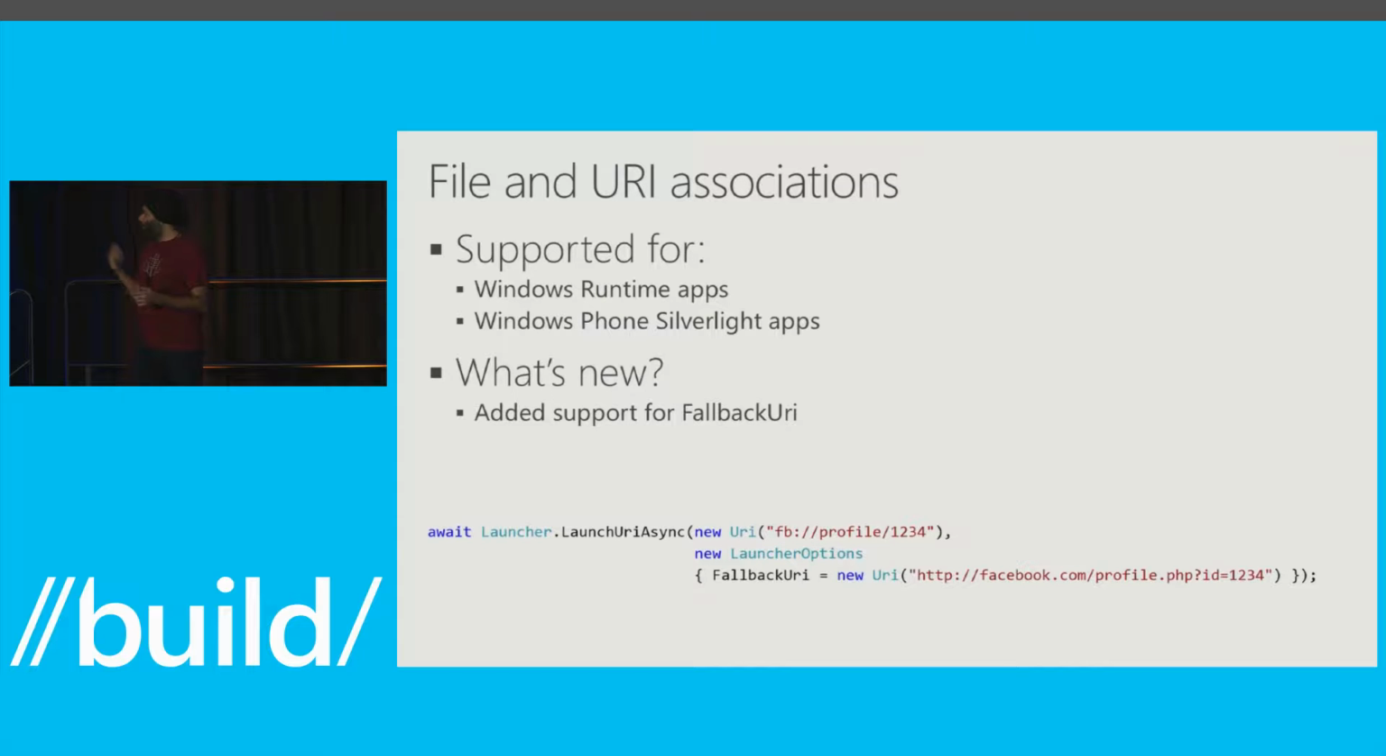So for example, and this is just an example, this isn't a real URI, but in this example, an app is trying to invoke the Facebook app to show a profile of another user. And if the app isn't installed, the user could potentially be taken to the facebook.com website to do the same thing. So that's file and URI associations, available on Windows, Windows Phone, still available on most other platforms.